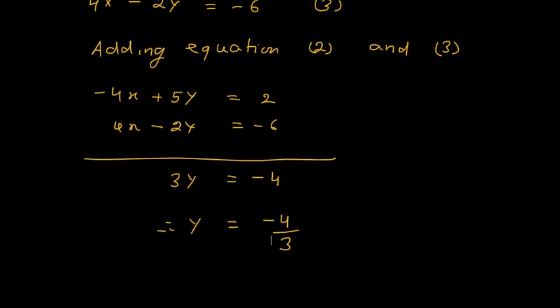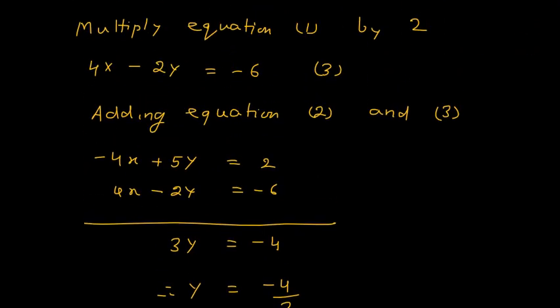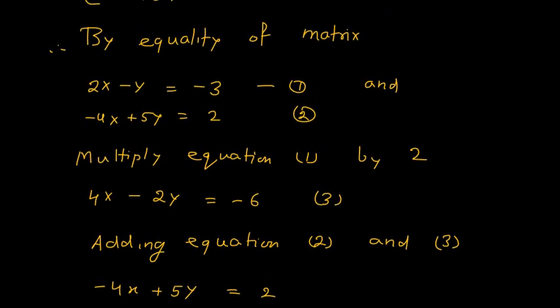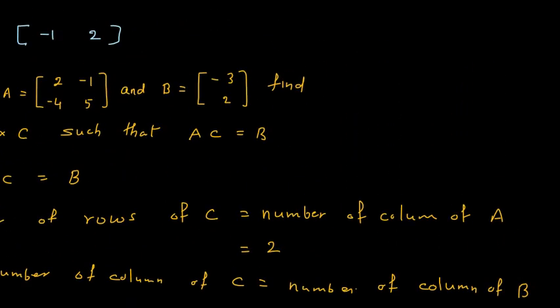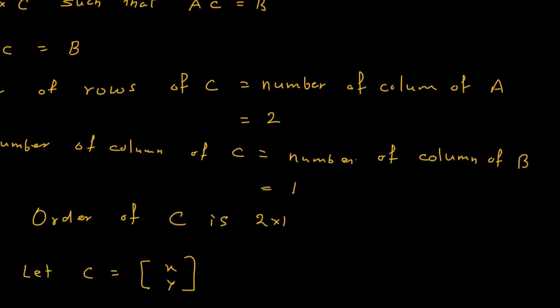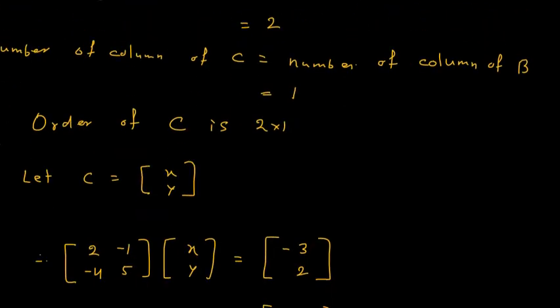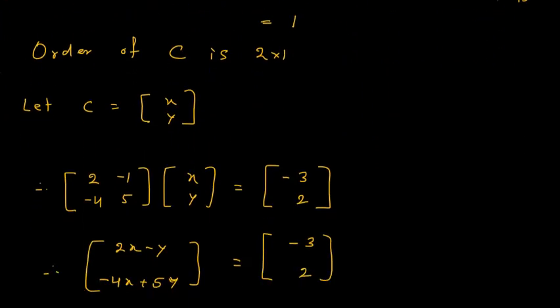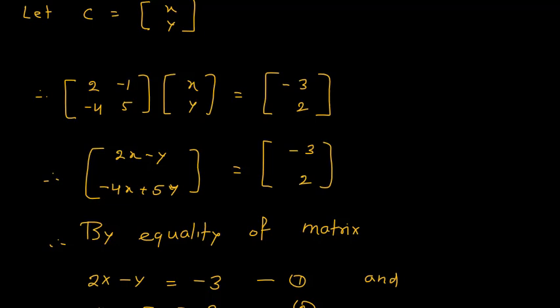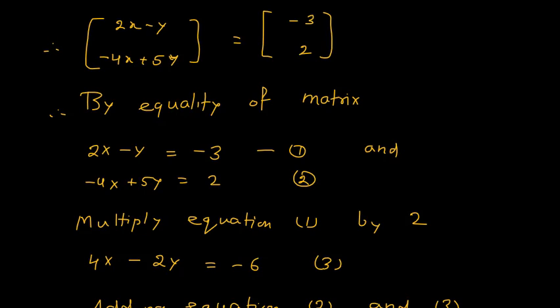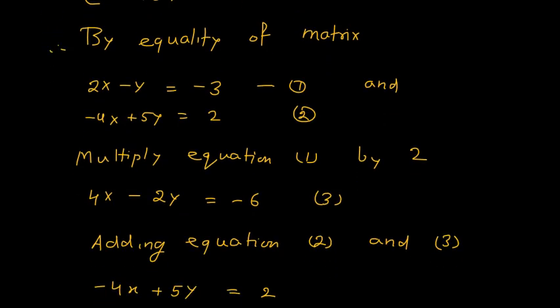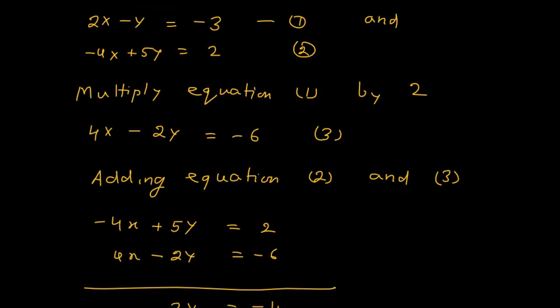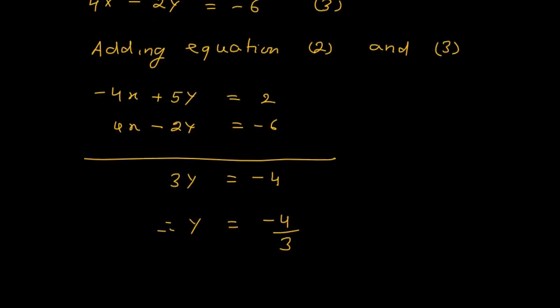Okay, so something is not correct. Let us check. So the problem is A is given, B is given, we have AC is equals to B. So 2 minus 1 minus 4 5 into xy is equals to, here B is minus 3 2, then 2x minus y and minus 4x plus 5y is equals to minus 3 2. So by equality we have written these two equations. Then we multiply by 2, so it becomes 4x minus 2y equal to minus 6. Then we add these two equations. So adding these two equations, 5 minus 2 will get 3, and here 6 minus 2 we get 4, so y is equals to minus 4 by 3.